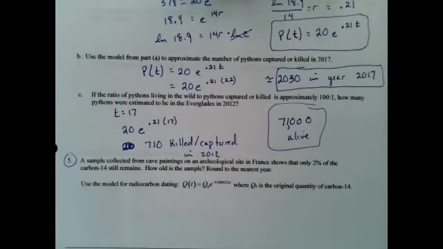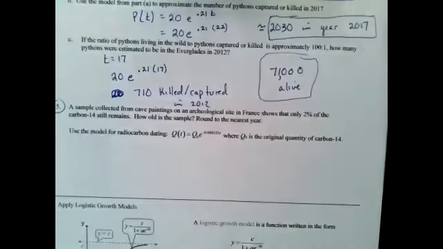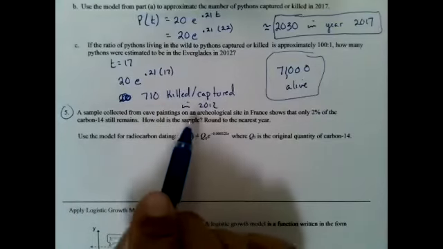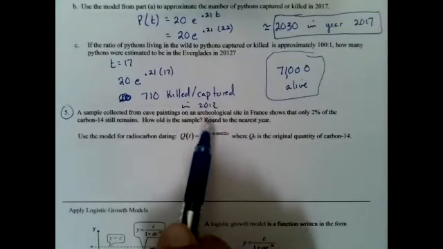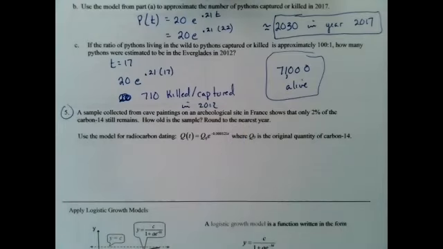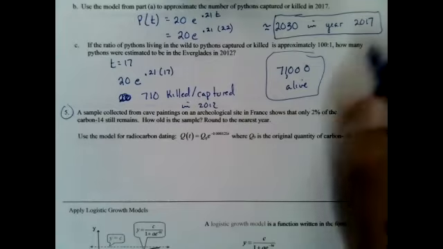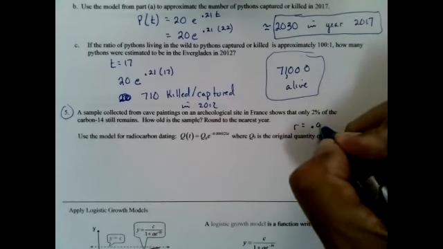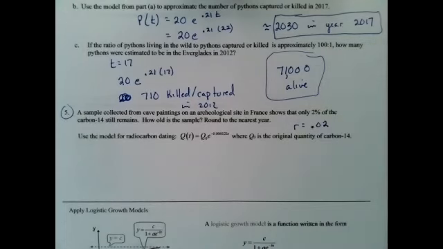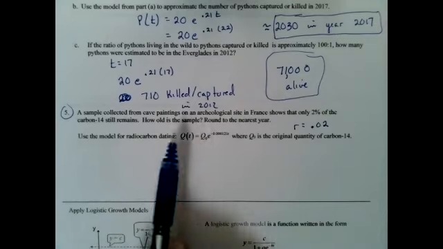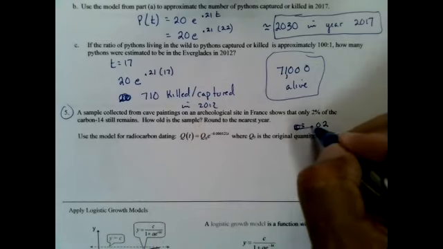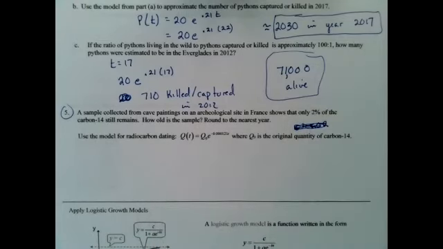Let's look at one more. Again, this compounded continuously is great. A sample collected from cave paintings on an archaeological site in France shows that only 2% of the carbon-14 still remains. 2% is going to be my rate. Rate equals 0.02. I'm pretty sure that's going to become important. No, cross that out. I don't want to do that. Don't write that down yet.